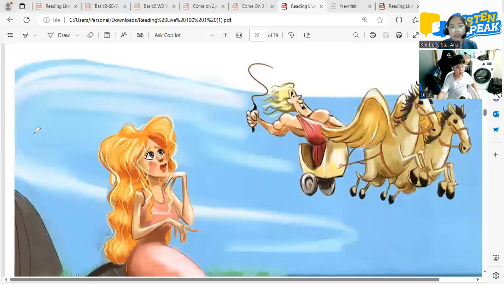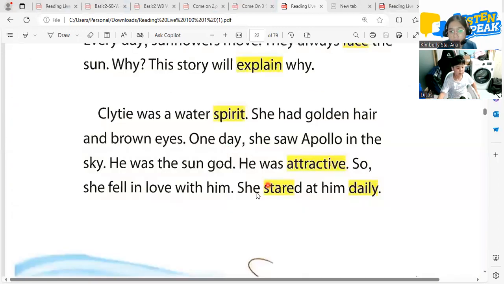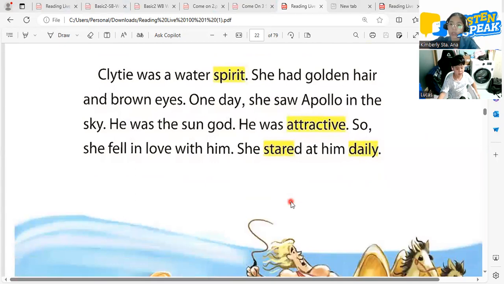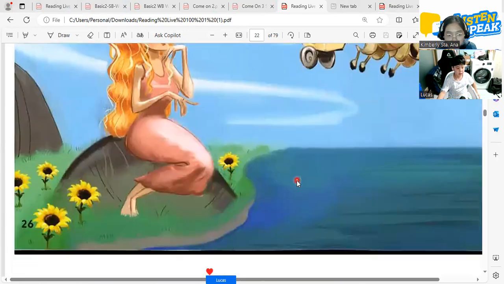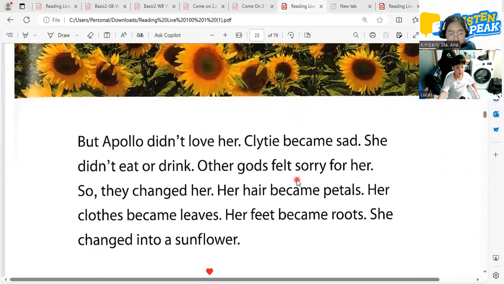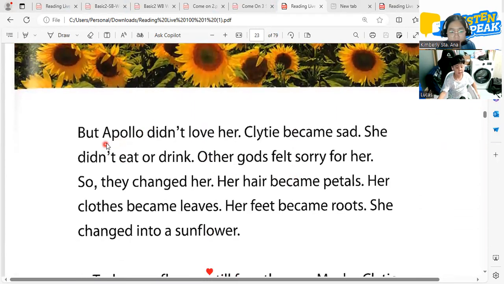Okay, so that's why she stared at him daily. She always looked at Apollo. Now let's go here. But Apollo didn't love her. Clytie became sick. She became so sick that she didn't eat or drink.